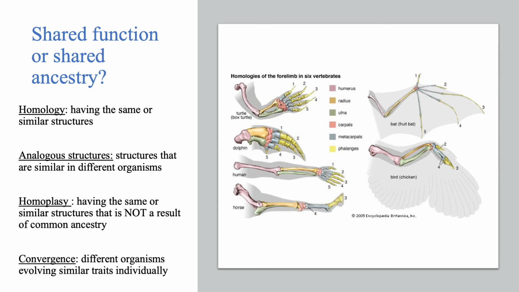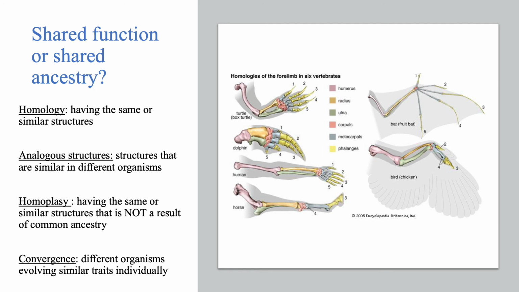Finally, we're going to go over a couple of key terms to keep in mind when asking important evolutionary questions using these methods. First, we can all agree that the images on the right side of the screen are homologous structures. They're all the same or very similar. These structures that are similar but appear in different organisms are also referred to as analogous structures. But because these similarities are not a result of common ancestry, they're examples of homoplasy.